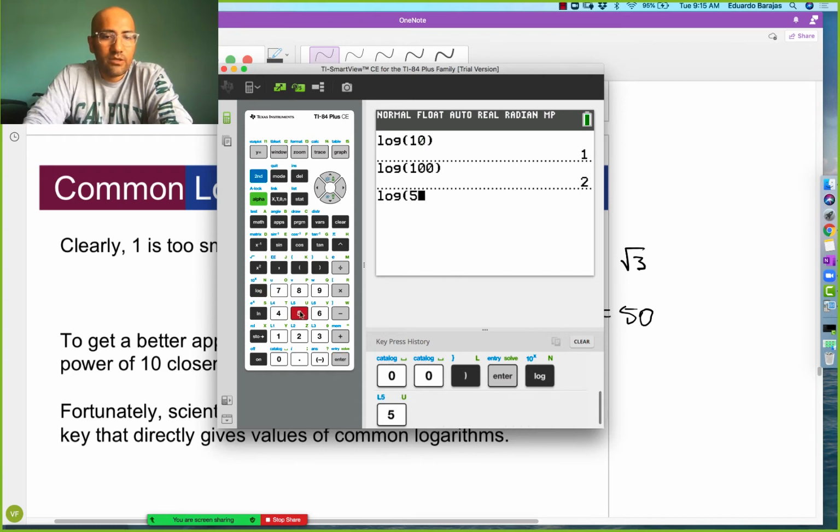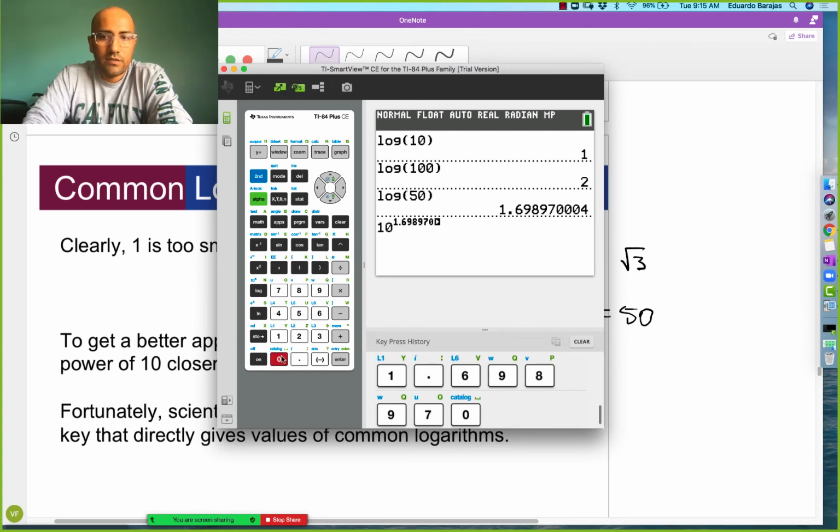So now if we just put log of 50, it'll give us a nice decimal approximation, right? And what's special about this decimal? If we take 10 and raise it to the power of this decimal, approximately 1.698970004, 10 to the power of this decimal should be pretty close to 50. Some rounding issues, but it gets pretty close to 50.